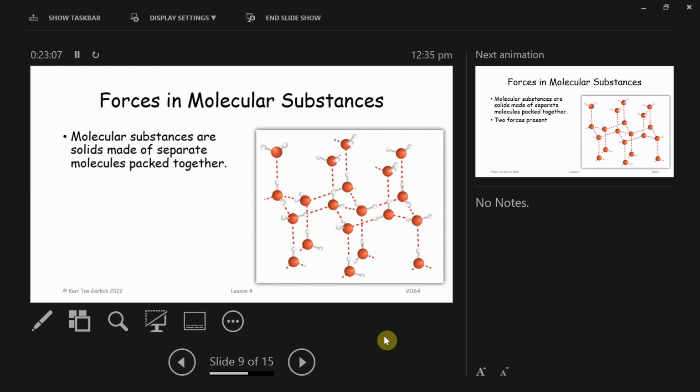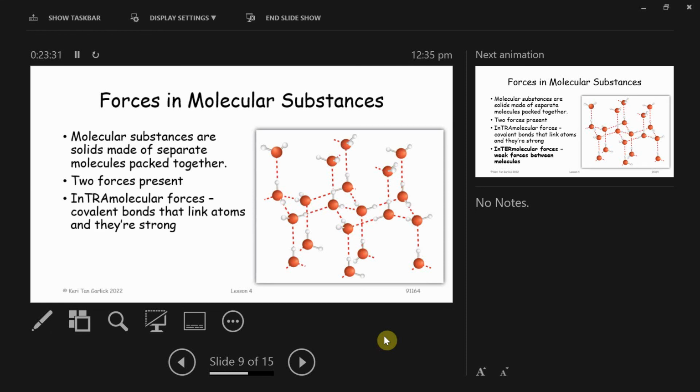So thinking about these forces and what it's made up of. For molecular substances, the particles are molecules. So when you put it in the table, the type of particle is molecules. They are separate molecules, but they can be packed together. There are two forces to keep in mind that are present. You learned about this in the first lesson. The first one is intramolecular forces, inside the molecule itself, and those will be covalent bonds. That's why it's called covalent molecular. Covalent bonds are present in that molecule.